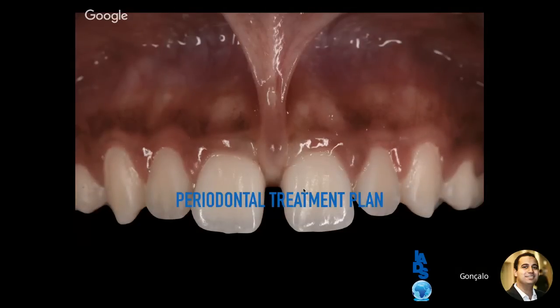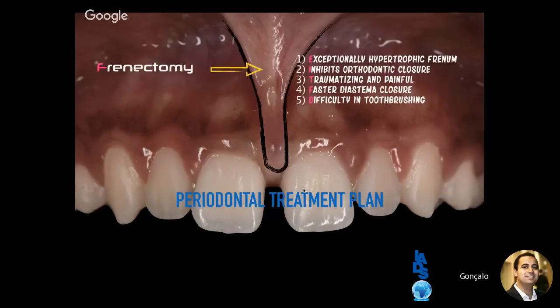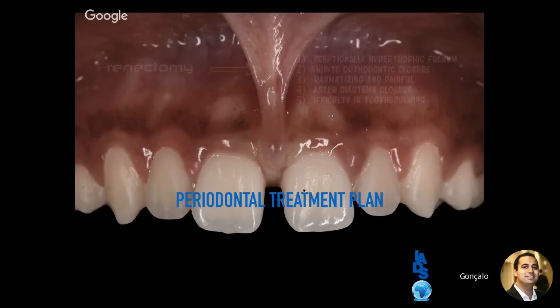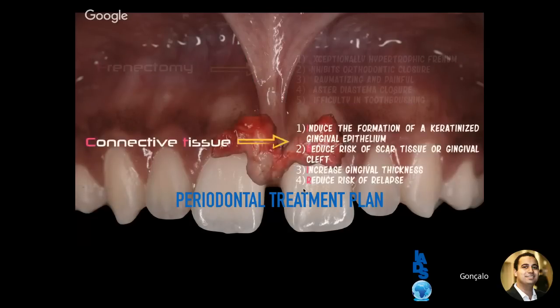Our goal in this case, because it was an excessively hypertrophic frenum, was to plan to remove the frenum before orthodontic treatment. What we also planned, in the same procedure, was to do a connective tissue graft in the area of the frenectomy. Of course, in this case, the connective tissue graft is not to cover any root because we don't have any gingival recession.